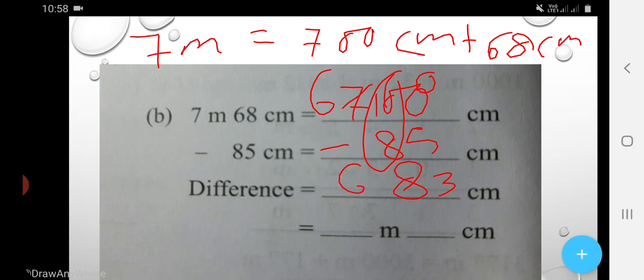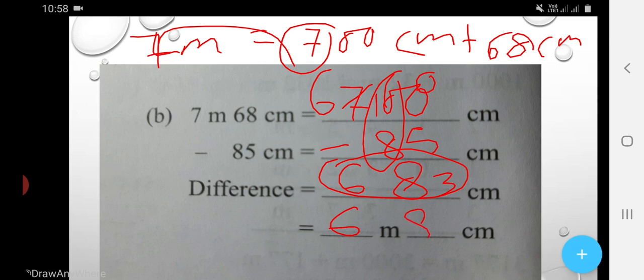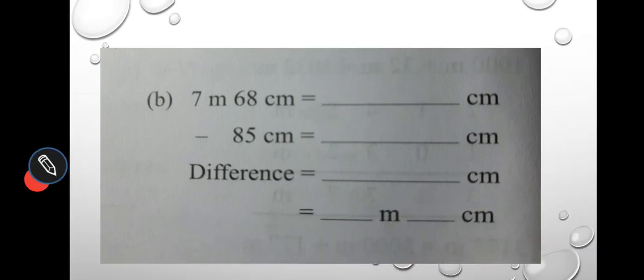Now 6 comes. Here we see that the number situated at the hundred place comes under meter. So the number in the hundred place is 6, and the remaining 2 places come under centimeter. That is, the answer is 6 meter 83 centimeter. Just to convert this in one step, I apply the simple trick. Now come to the next.